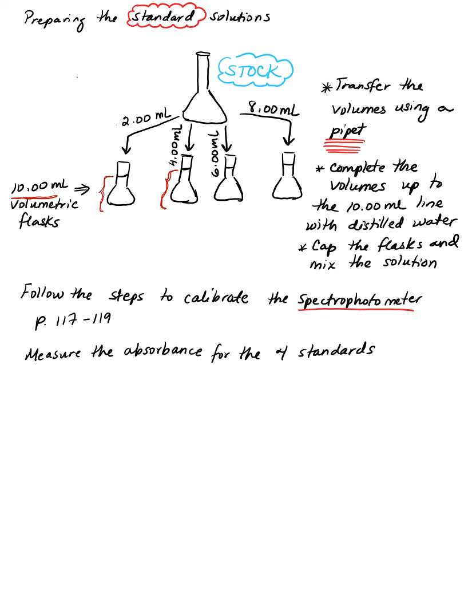And then the volumes, you have them. Your experimental data is the absorbance for your 4 standard solutions. So you have your grams of copper acetate, that's how much you're using to prepare your stock, and then the absorbance for your 4 standards.